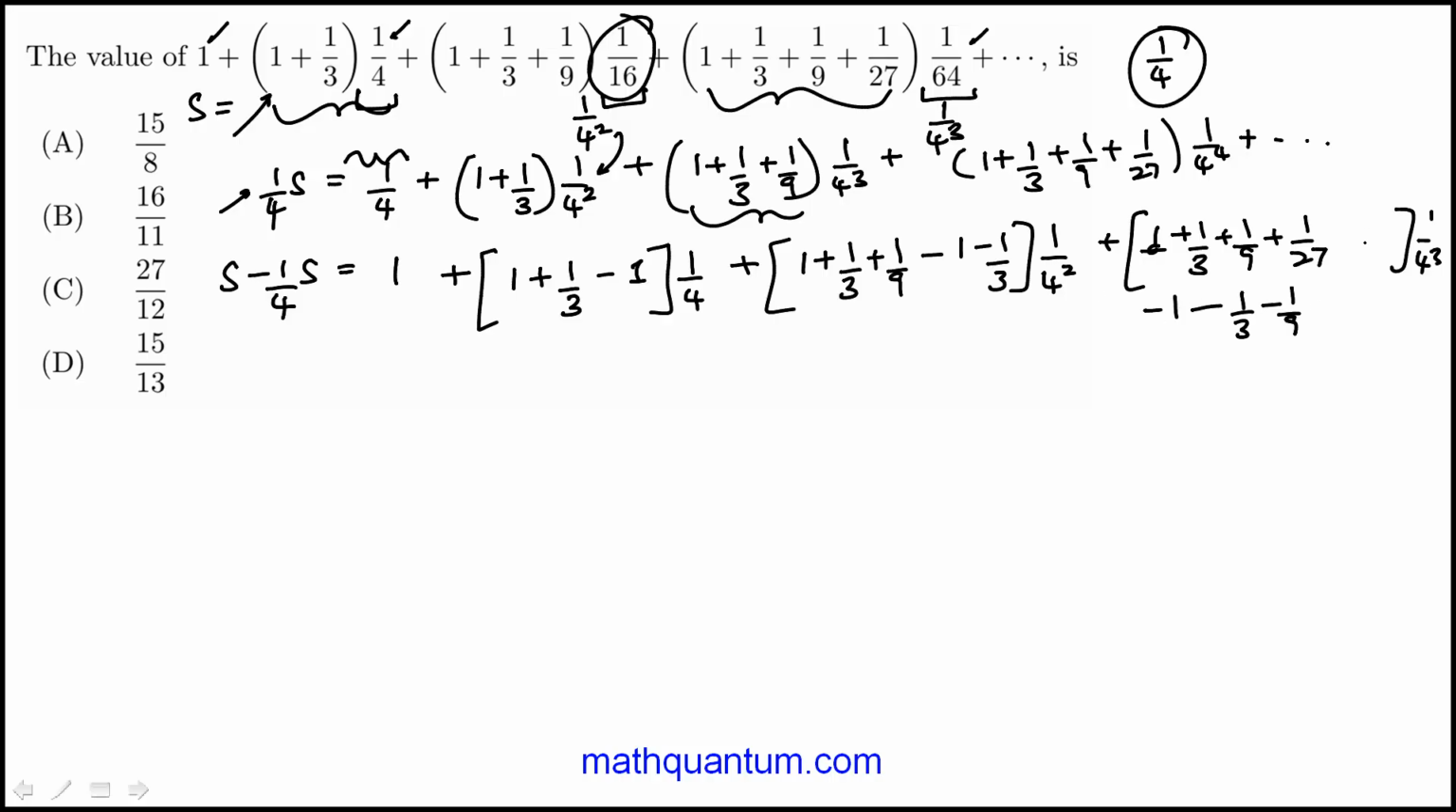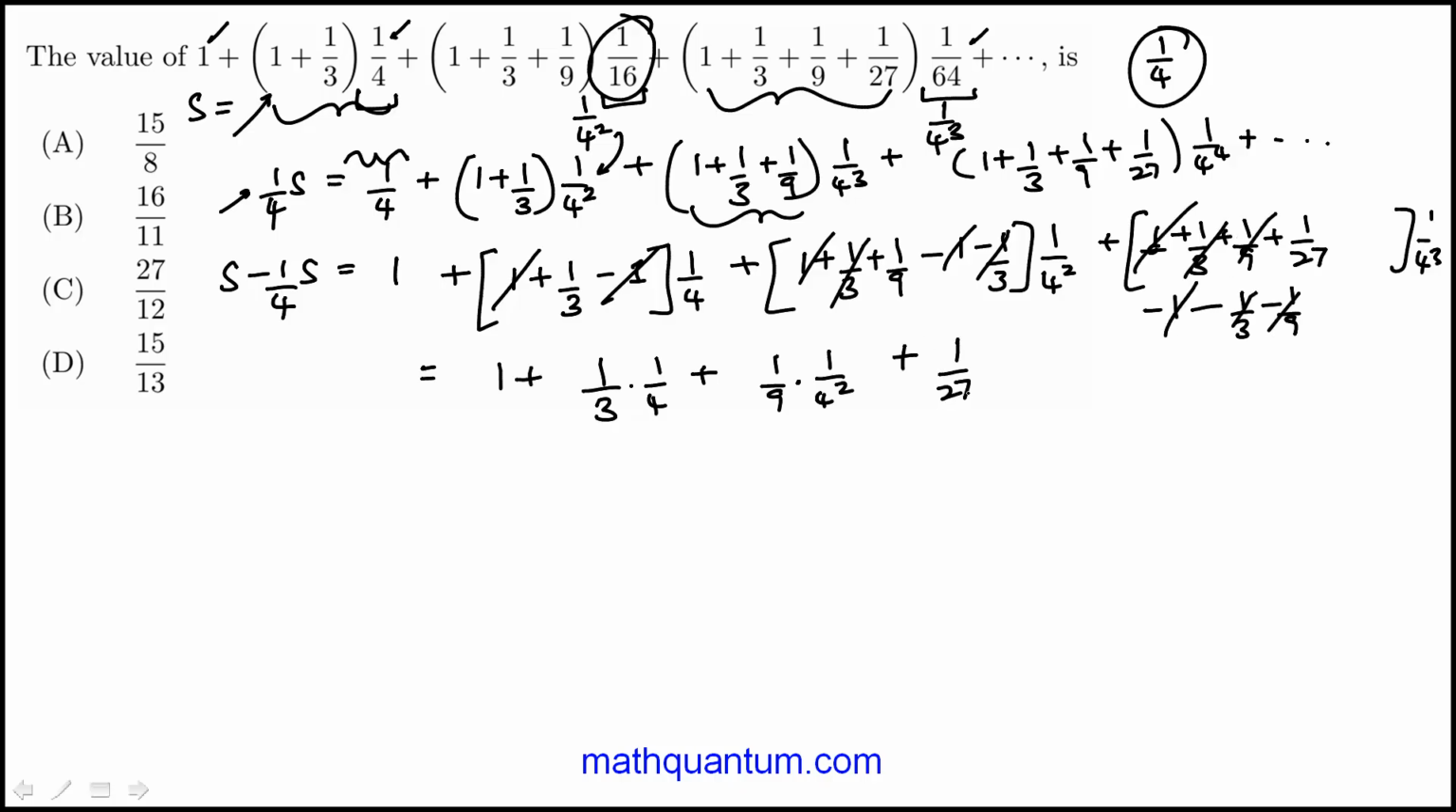Minus 1. And if you try to observe the pattern here, this drops out. So that just becomes 1/3 times 1/4. Here, these two terms would drop out, so it would become 1/9 times 1/4 square. And then here, these three terms, so I get 1/27 times 4 cube, and we can expect the next would be 1/81 and 4 to the 4th.